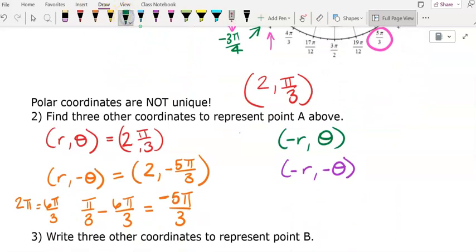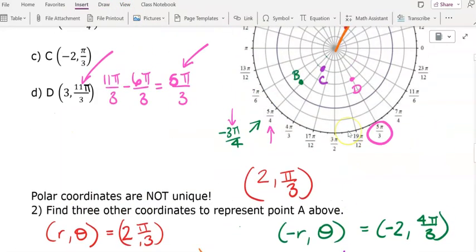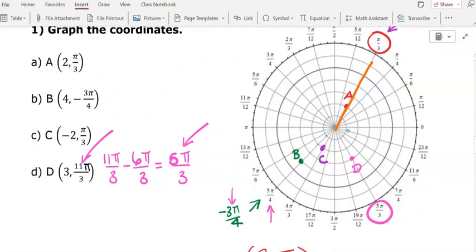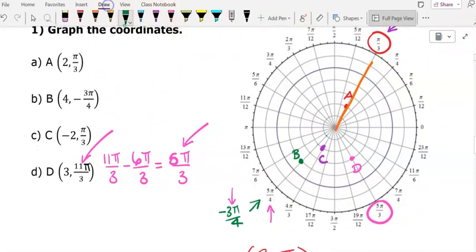I'm going to say that it's at -2, but 4 pi over 3. That way, if I was to plot this, I would go to 4 pi over 3, for example. I would come right over here to 4 pi over 3. And I go, oh, it says -2, so it's on the opposite side right here. Okay? And then the last way to do it is with a -r and a negative theta.